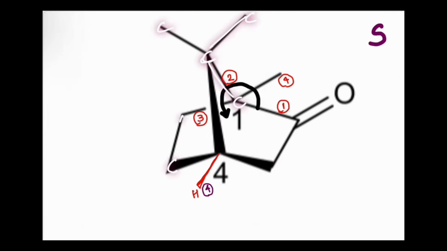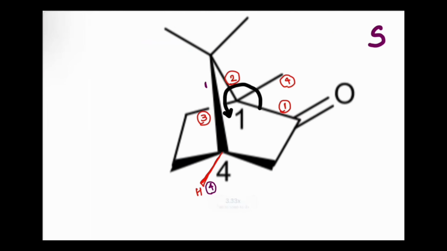This carbon is attached to one carbon and two hydrogen. This carbon is attached to two hydrogen and one carbon. So that means this carbon, which is attached to three carbons, will get the high priority. So this will be the high priority group. Now this got the high priority because it is attached to three carbon atoms.